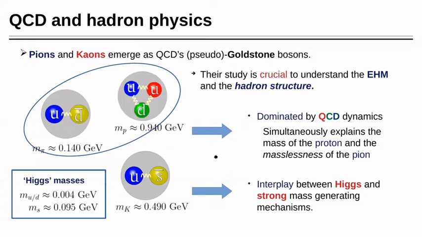So the study of pion, proton, and kaon is crucial in order to understand the emergence of mass in the Standard Model. For instance, the pion and proton masses are dominated by QCD dynamics. QCD simultaneously explains the massiveness of the proton and the masslessness of the pion. However, if you take the pion and replace the antiquark by a strange antiquark, you will see an interplay between the Higgs and the strong mass generating mechanisms. So in this talk, I will focus on this pion and kaon and compare their structural properties.